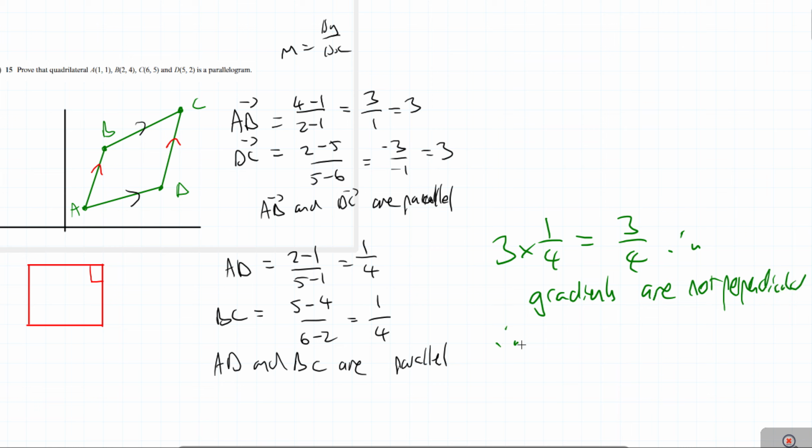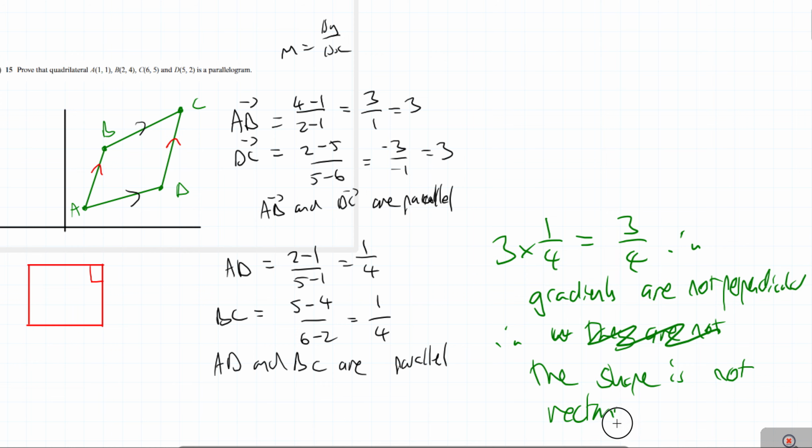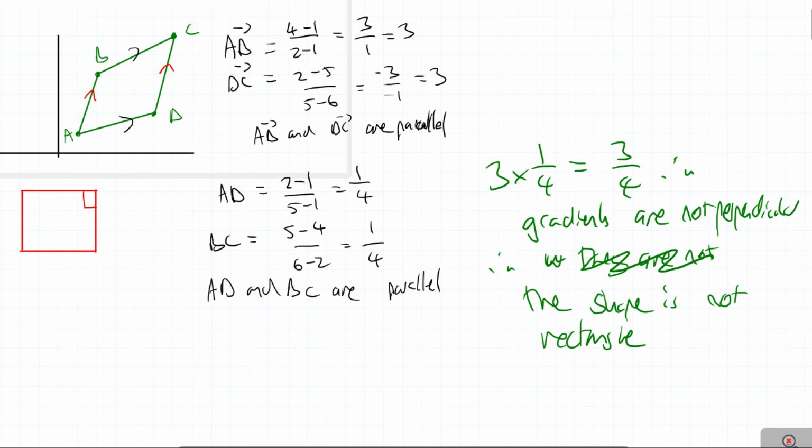So therefore the shape is not a rectangle and not a square. So therefore it is a parallelogram, which is the only other shape that we can describe this as.